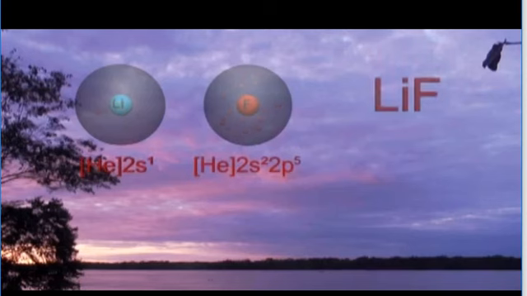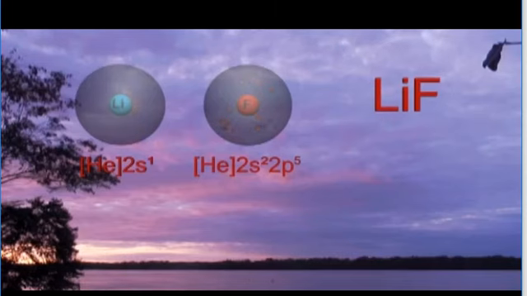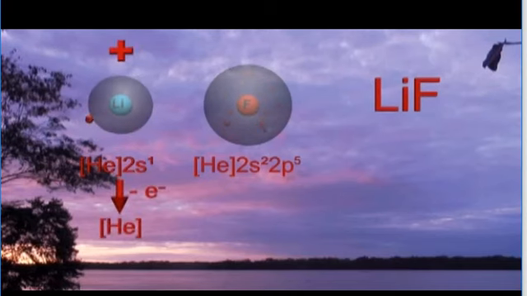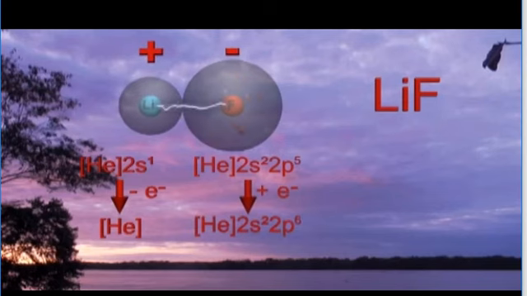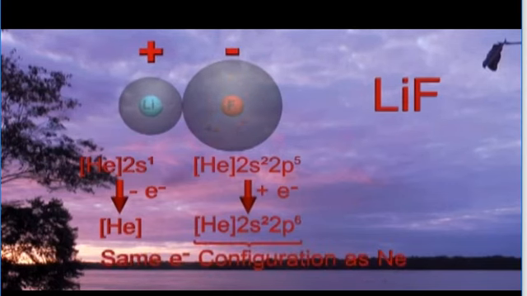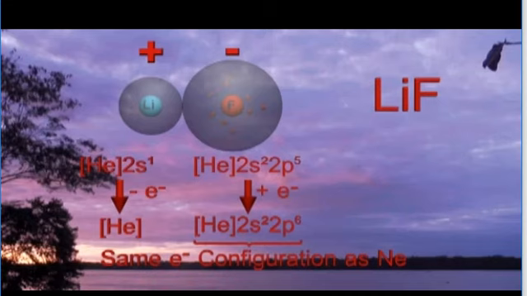But if I talk about lithium fluoride, you can see lithium is accepting the helium configuration, and fluorine is accepting the neon configuration. So you can see both the atoms attain the nearest inert gas configuration, right? Lithium has attained the helium configuration and fluorine has attained the neon configuration. In the ionic compound lithium fluoride, fluorine has attained the same electron configuration as neon, and lithium the same as helium.